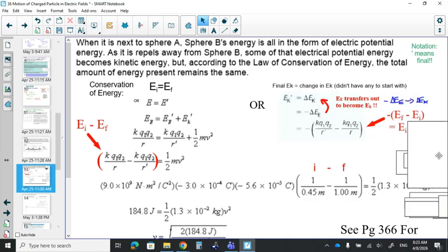Now, the other way you can think about this is the fact that the energy is transferring out of electric potential, right? And so the change in electric potential energy is really a negative. It's transferring out and becoming EK. So you can think of it as a negative of a final minus initial, which is equivalent to an initial minus a final. So the work energy concept, the energy transferring out to be kinetic, leads to the same result as pure conservation of energy logic.